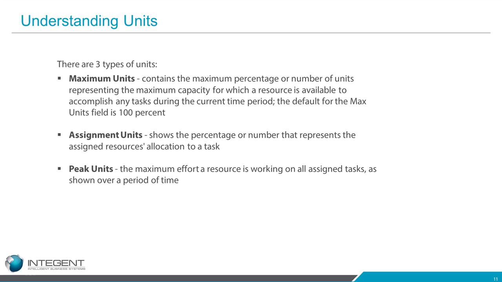Assignment units is different. This shows the percentage or number that represents the resource's allocation to a task. When you assign a resource to a task in your project, you have the ability of saying maybe they're not 100% dedicated, they're 50% dedicated to my task because they're working on other things. That's what assignment units is showing. It also will show what you originally assigned that person to in your project plan. So if you originally assigned them at 50% to a task, you'll see it stays at 50%, whereas peak units is showing you how the resource is currently assigned to a task.